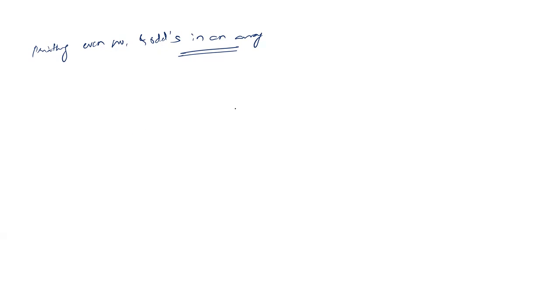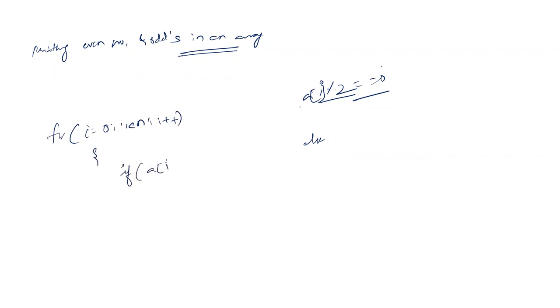Normally we do printing even numbers, odd numbers, even natural numbers, odd natural numbers. In the for loop, we write an if statement: i percentile 2, that is a of i percentile 2 equal to 0, then it is an even number, print it as an even number, else print the odd number. The for loop is for i equal to 0, i less than 10, i plus plus, and in that we check the condition: if a of i percentile 2 equal to 0, it is an even number.